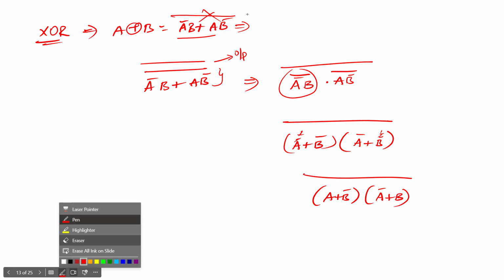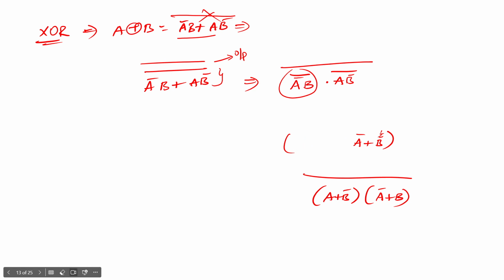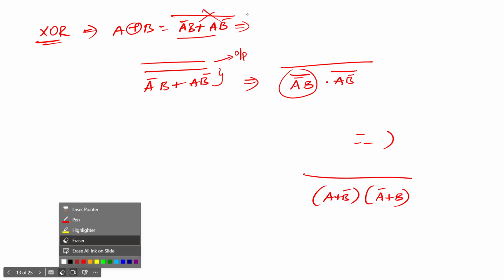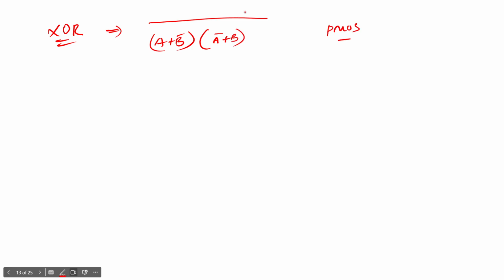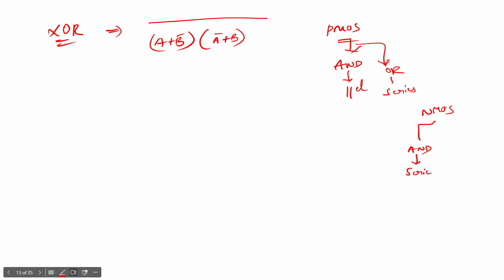So now let's design using this equation. I only represent this equation and will remove all the other things. So what is the final equation we get? Complete bar for the output: A plus B bar and A bar plus B. So we all know for PMOS, AND operation is parallel and OR operation is series. Coming to the NMOS, AND operation is series and OR operation is going to be parallel.